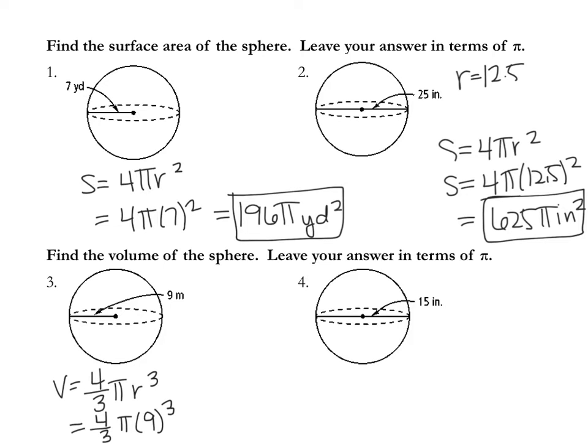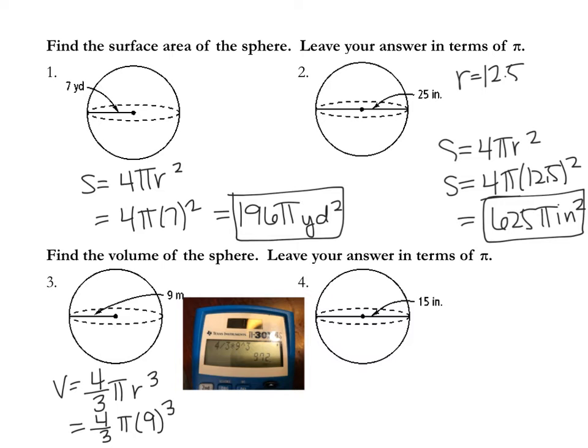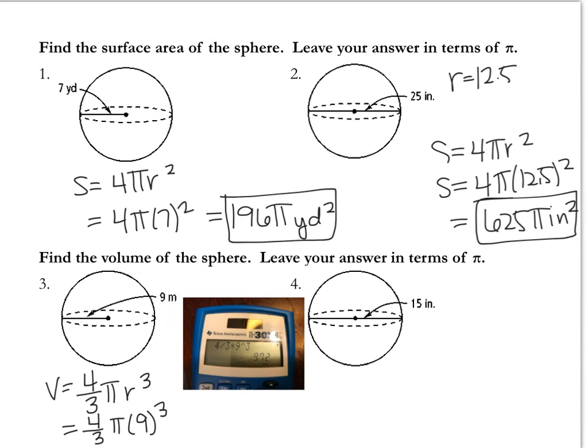I'm going to show you a picture of what my screen looks like right now. So now you see that's what it should look like on your calculator. And that tells you that the answer is 972 pi. This is now volume, so we're going to do meters cubed. Okay? So now let's try number 4.